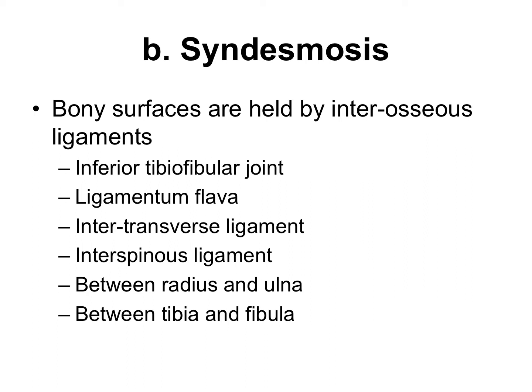In syndesmosis, the bony surfaces are held together by interosseous ligaments. There is a ligament that is present between the two bones. This is a list of examples of the syndesmosis: inferior tibiofibular joint, ligamentum flava, that is basically present between the vertebrae, then intertransverse ligaments, then interspinous ligaments. These all are the ligaments of the vertebrae, between the radius and ulna, and between the tibia and fibula.